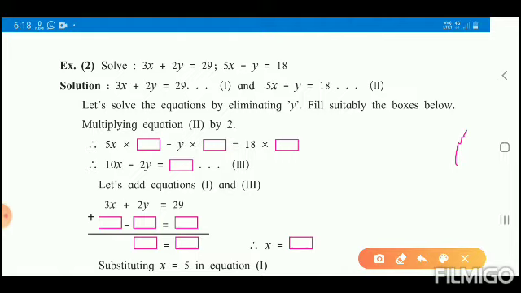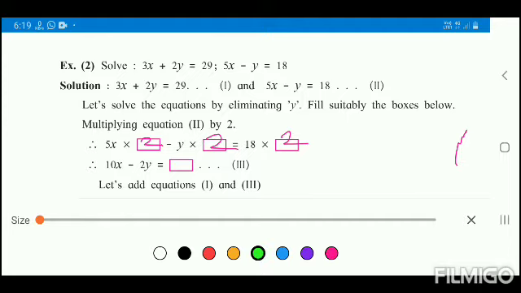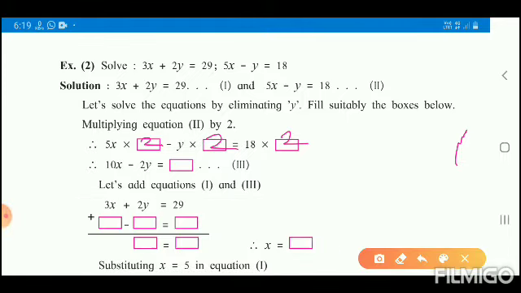Multiplying equation 2 by 2 means here we will multiply equation 2, that is 5x minus y is equal to 18, by 2. So in this bracket we have to write 2. Now the equation will be 5x multiplied by 2 means 10x, minus y multiplied by 2 means negative 2y, and 18 twos are 36. So we got the third equation.